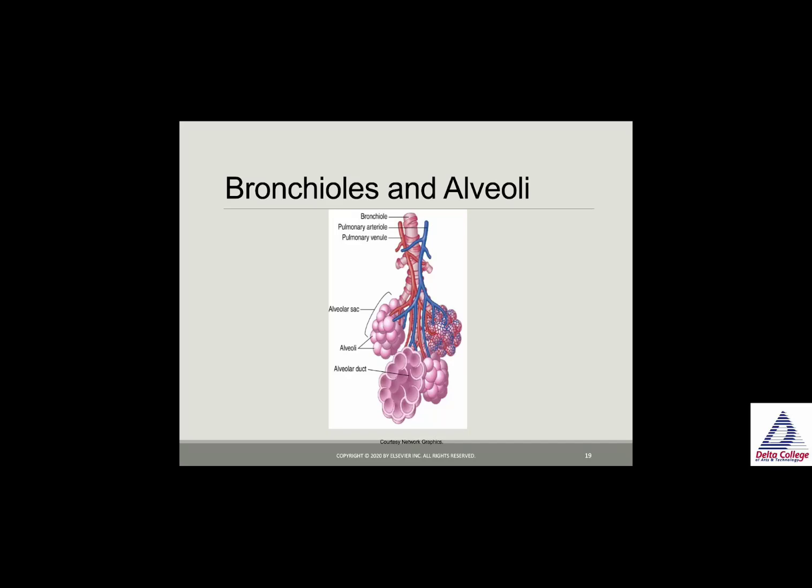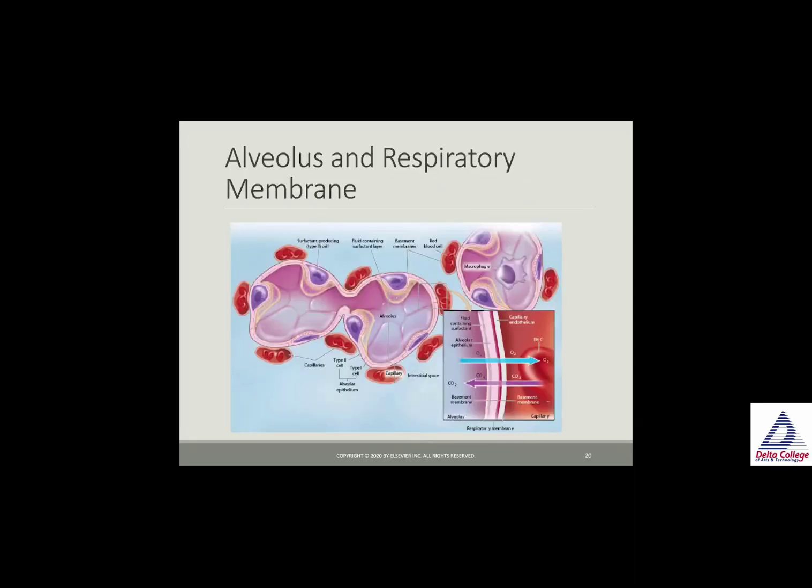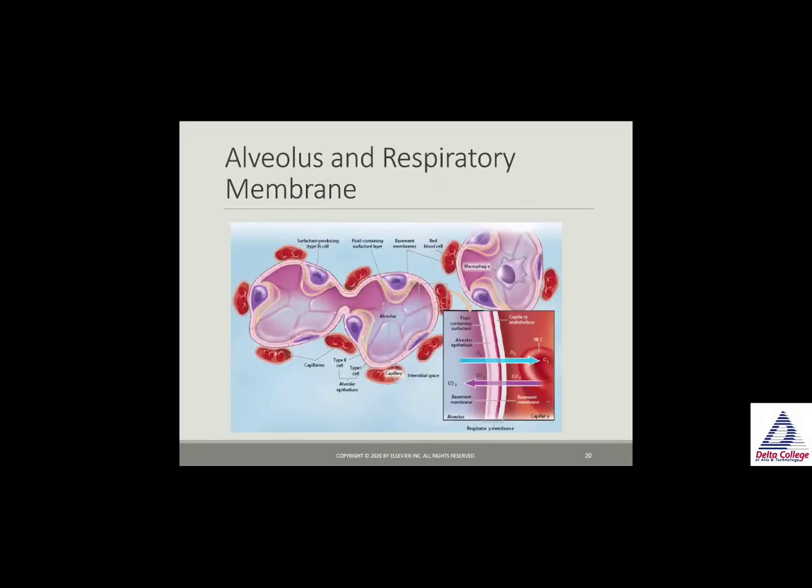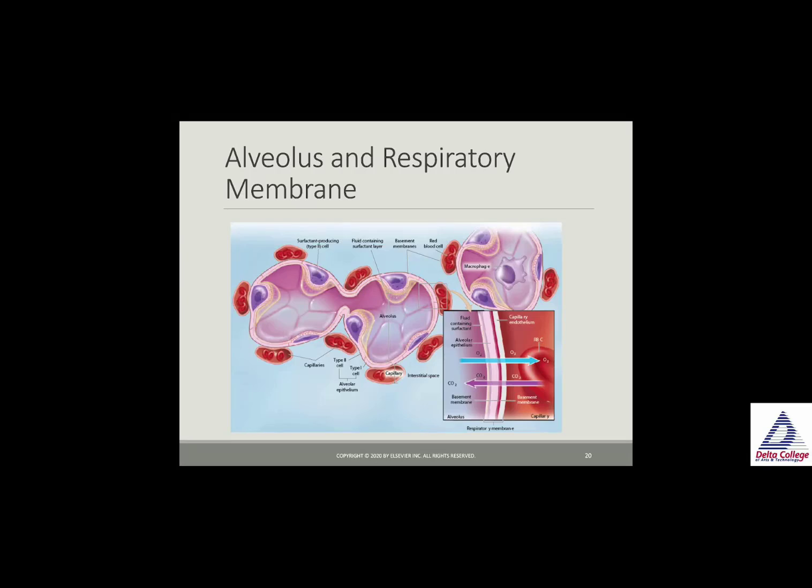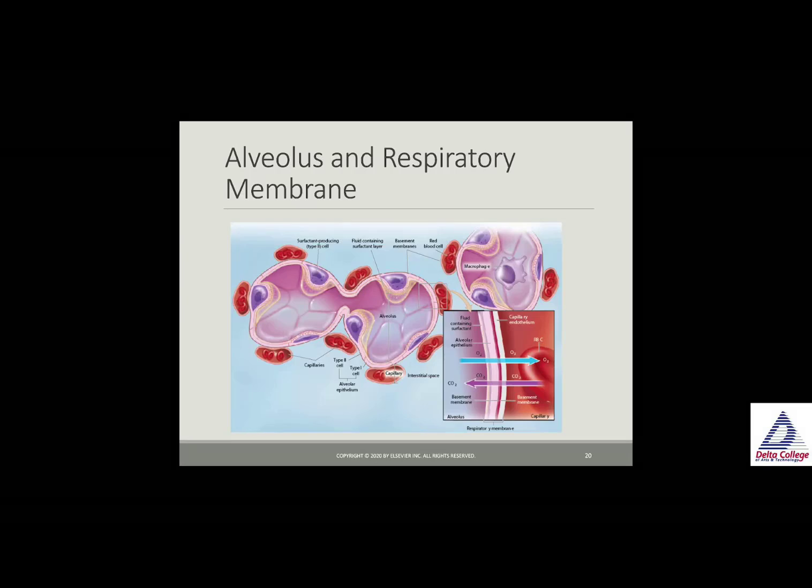So there's the picture again of the bronchioles and the alveoli. You see the little alveolar ducts that house the alveoli on the outside. And if you notice, this little alveolar duct looks like little grape clusters. This shows the alveolus and the respiratory membrane. So a lot of O2 and carbon dioxide exchange here.